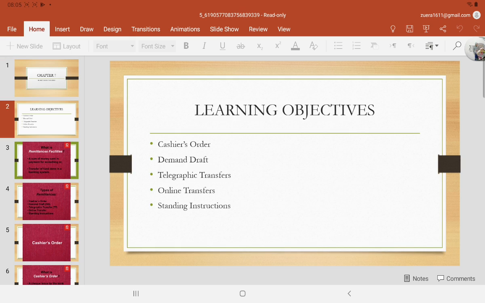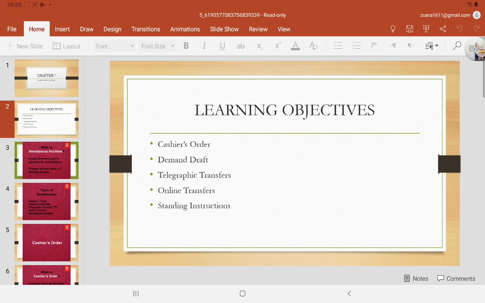So we will go through first what the learning objectives in this chapter are. In this chapter, we will learn various types of remittances offered by the commercial bank. Firstly, we will go through the cashier order. Secondly, demand draft. Thirdly, telegraphic transfer. Fourthly, online transfer. And lastly, the standing instructions.